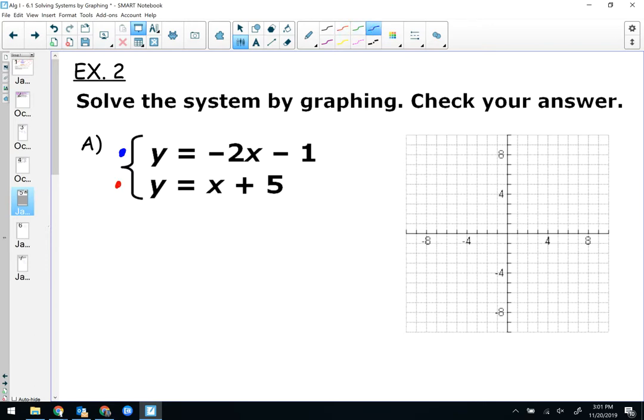Okay. Now, for my blue line, the slope is negative 2, and the y-intercept is negative 1. Look how nice. It's already in slope-intercept form, so that's really easy to graph. Y-intercept of negative 1, slope of negative 2. Down 2, right 1, down 2, right 1, down 2, right 1.